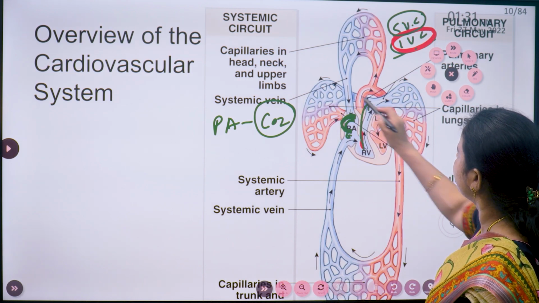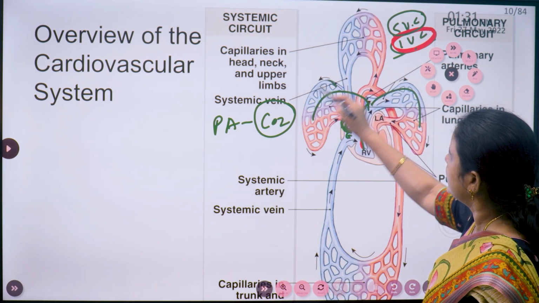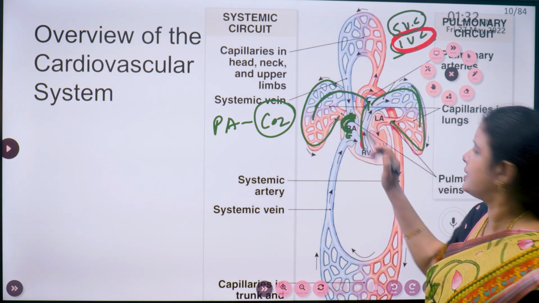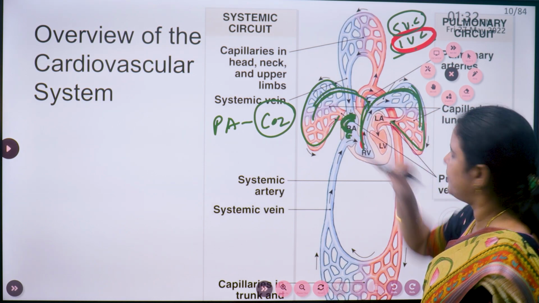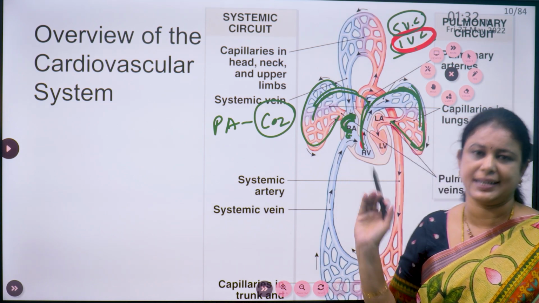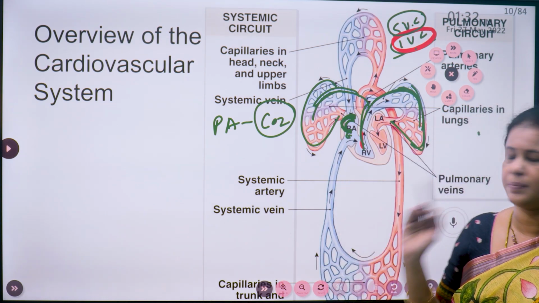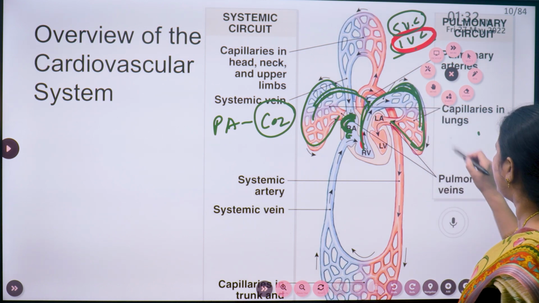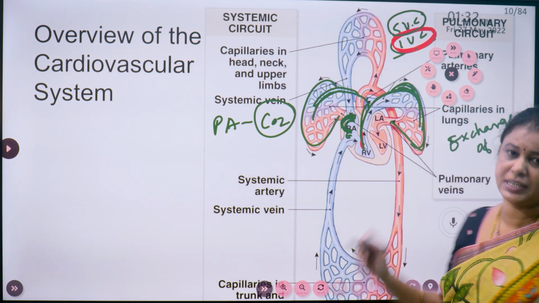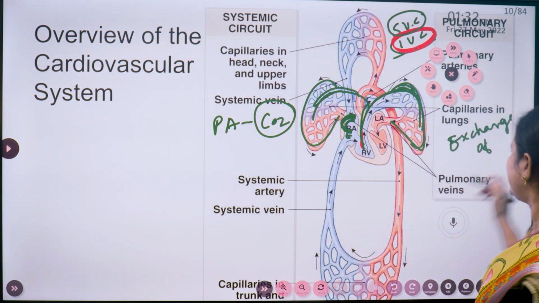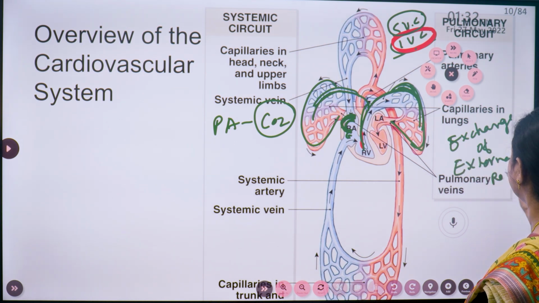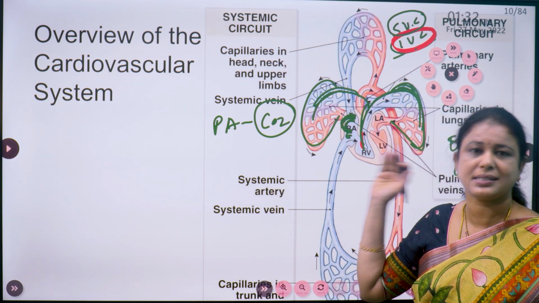It will take the blood into the lungs. So this deoxygenated blood is pumped into the lungs, and within the lungs, exchange of gases will take place. That is called external respiration. Within the lungs, exchange of gases happens by the process of respiration, inspiration and expiration.